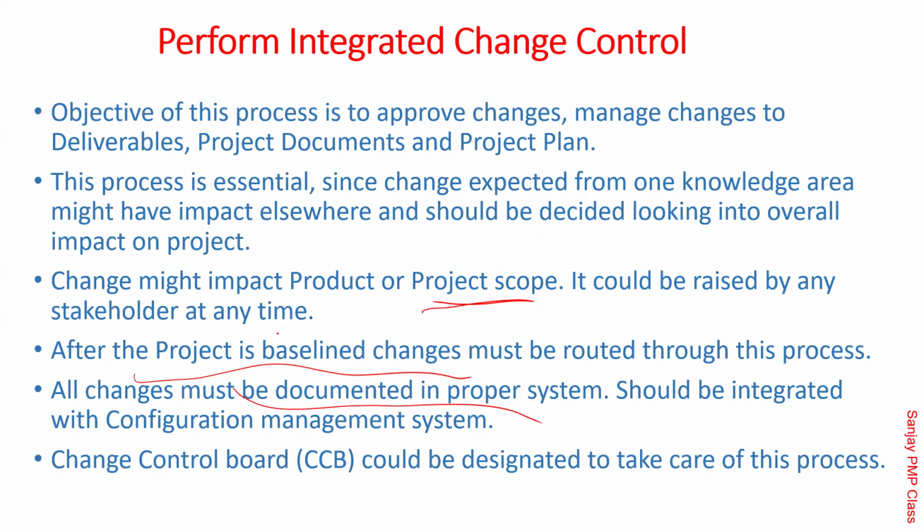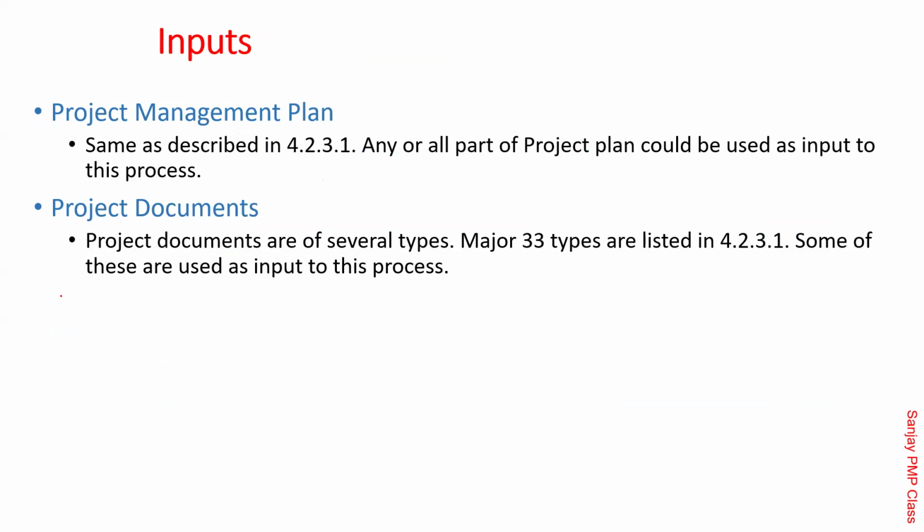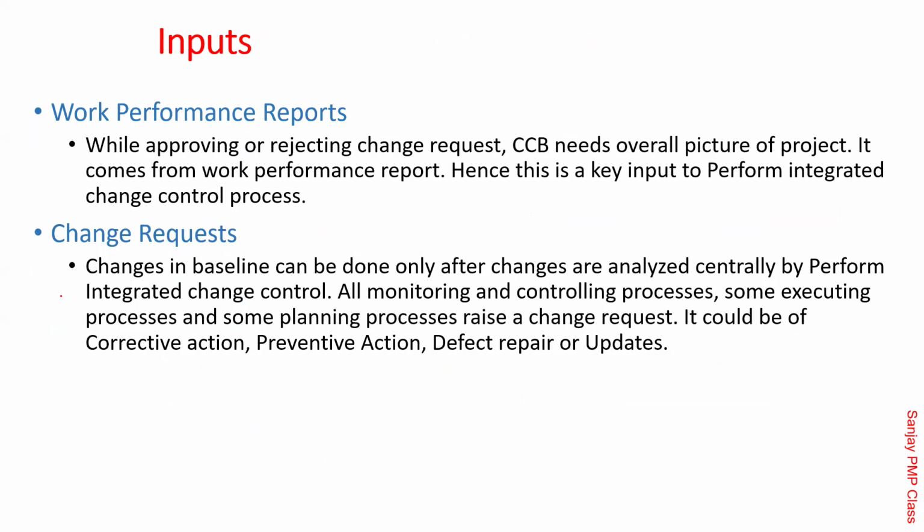That is the whole cycle, from the CR, approvals, impact analysis, approval by the change advisory board, actual changes, and making the changes. This is the heart of it. Perform integrated change control is the center of that whole change process. These are inputs. The project plan is required. Project documents are required, and very important, change requests are required. That's an input here. Work performance reports, as you have seen, when they are approving or rejecting something, it is handy that the change advisory board has the latest reports.